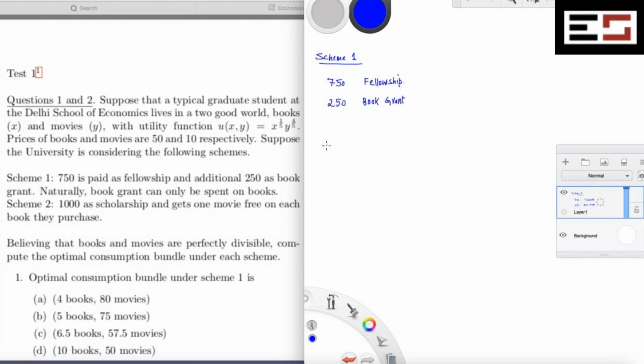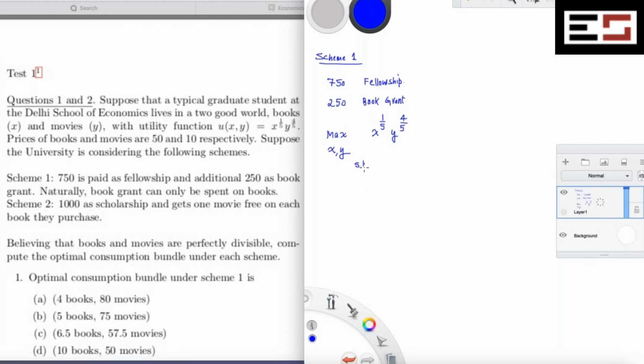So let us think about how we're going to set it up. Obviously the objective of the student will be to maximize his utility. So he's going to maximize x to the power 1/5 times y to the power 4/5 with respect to x and y.